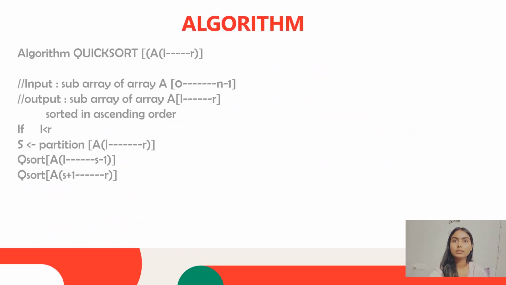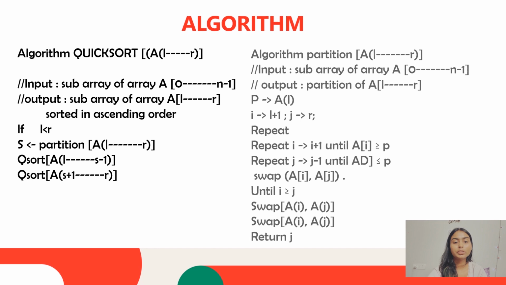So the next is the algorithm. Algorithm QuickSort(A[L..R]). Input is a subarray of array A[0..n-1]. Output is subarray of array A[L..R], sorted in ascending order. If L is less than R, s is initialized to Partition(A[L..R]). Then this will be divided into two subarrays: QuickSort(A[L..s-1]) and QuickSort(A[s+1..R]).